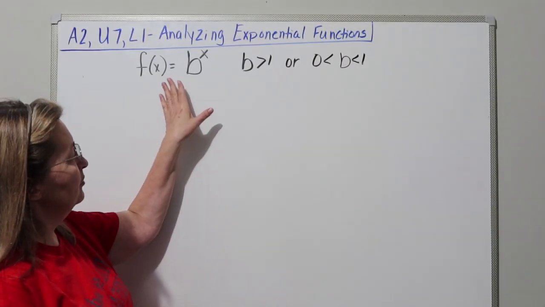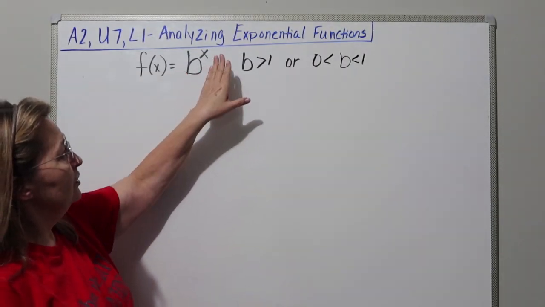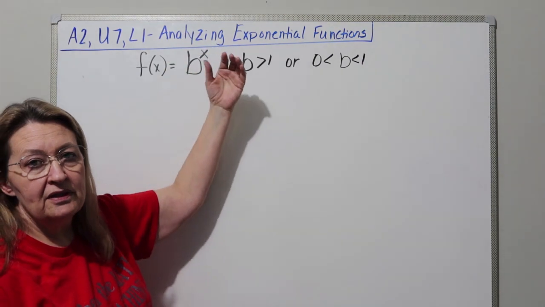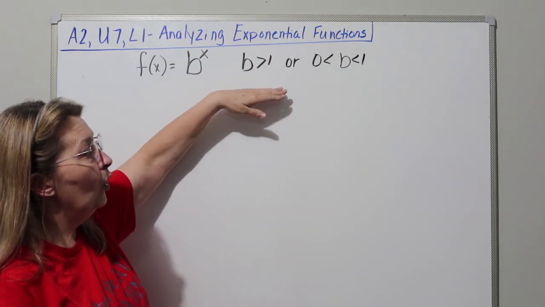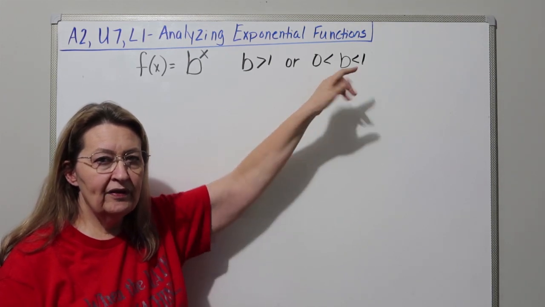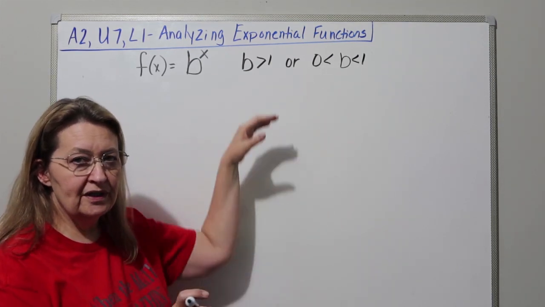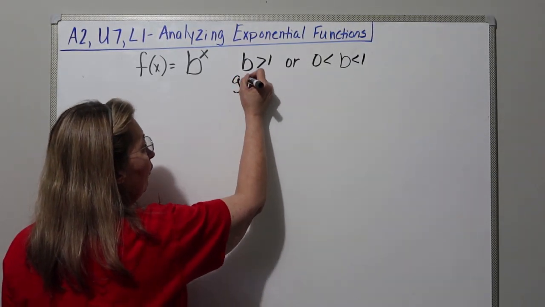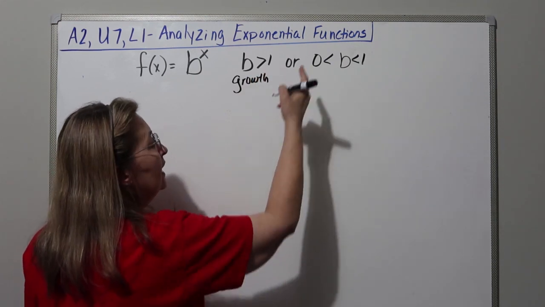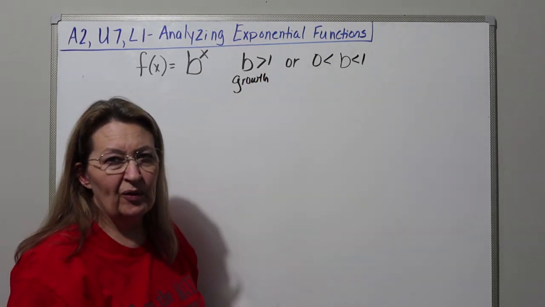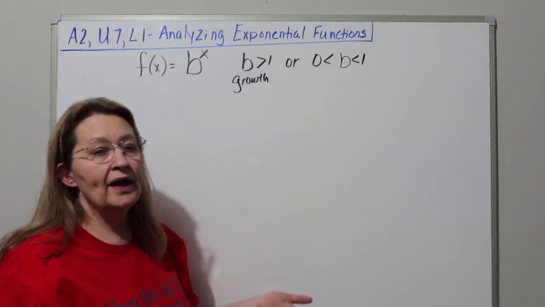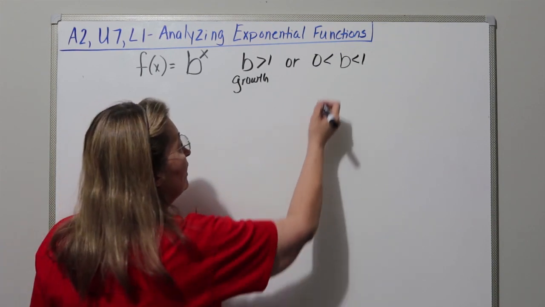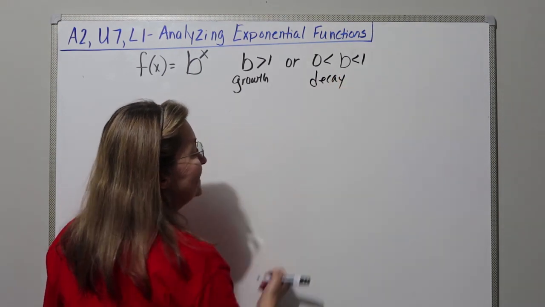Now, along with the definition of the parent function, which is a constant term to a variable exponent, there are two other restrictions. B, your constant, has to be either greater than 1 or in between 0 and 1. And these are two different categories of exponential functions. If b is greater than 1, we have what we call a growth function. If b is in between 0 and 1, now what does that mean? Well, if it's a fraction, if it's 1/2 or 1/5 or 0.25, if it's less than 1 but greater than 0, then we have what we call a decay.